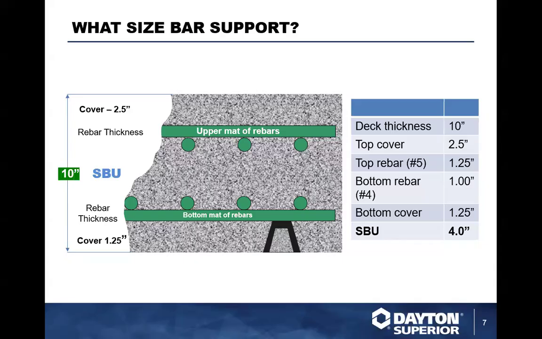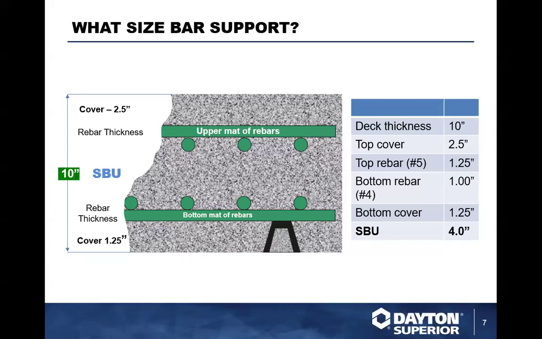1.25 inches. For those of you that don't really know that much about rebar, rebar is listed in eighths of an inch. So typically a number 5 bar means it has a 5/8 inch diameter. So a 5/8 and a 5/8 gives you 1.25 inches. The bottom rebar is typically going to be 1 inch because that's the number 4 bar, which is a 1/2 inch bar. So a 1/2 inch bottom bar and 1/2 inch top bar means that you have 1 inch of rebar. The bottom cover is 1.25 inches for the bottom coverage.